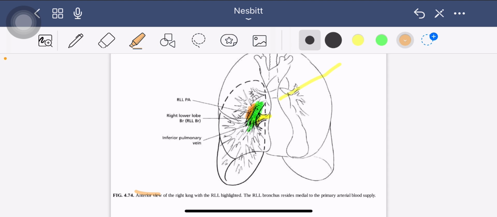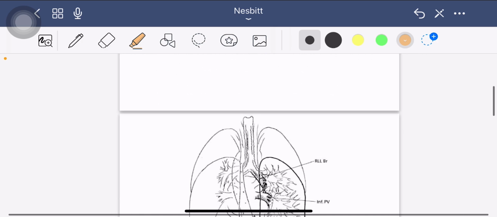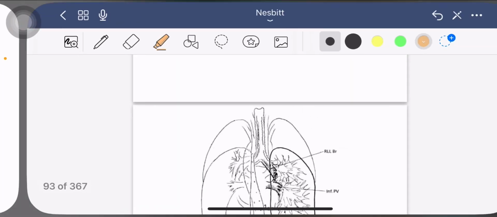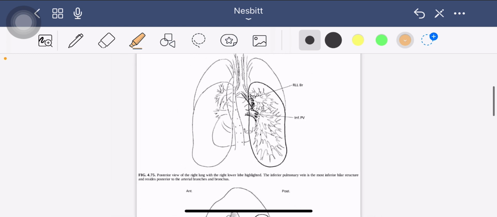This is the anterior view of the right lung with the right lower lobe highlighted. The right lower lobe bronchus resides medial to the primary anterior arterial blood supply. So the bronchus is medial to the arterial blood supply.